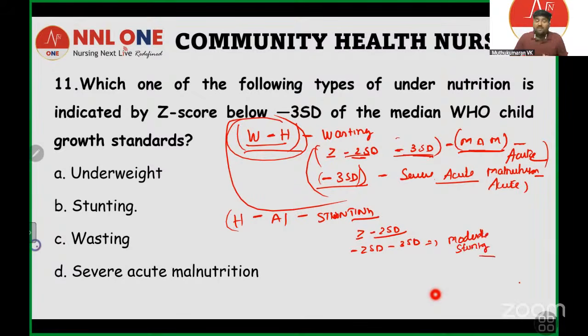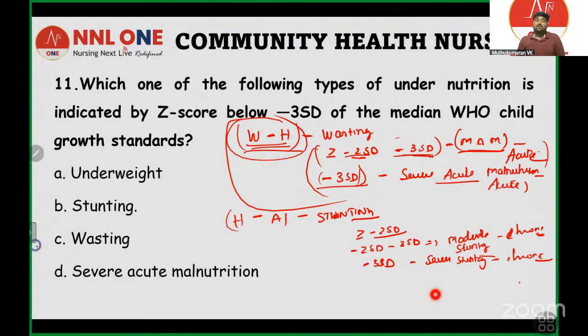So what is the type of malnutrition here? In weight for height, I have discussed that it is acute. Now here it is always chronic. When it is minus 3 SD, what is it? It is severe stunting. It is also chronic here.